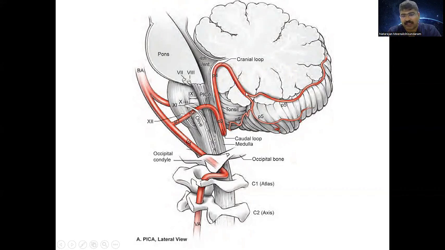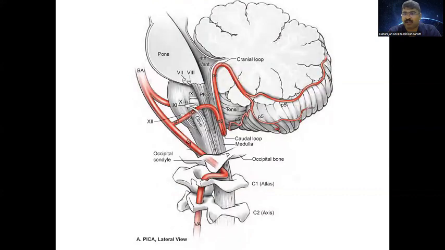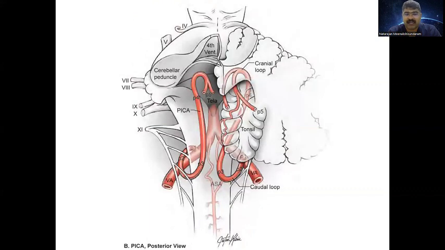Then it enters the cerebellar fissures and forms the cortical branches. That is the 5th segment, so totally there are 5 segments of the PICA. This is the lateral or sagittal view, and the same thing in the posterior view. This is the view we usually see when we put the patient in a prone position and do a suboccipital craniectomy. We start seeing from the P2 segment, then the P3 segment with the caudal loop, and then the cranial loop.